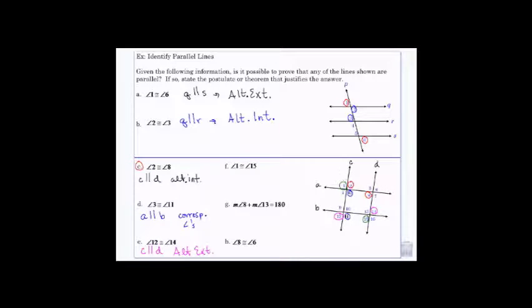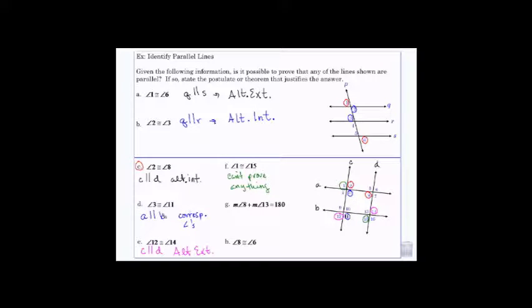Okay, now look at this, 1 and 15. Well, but no, it's not just that. Angle 1 touches A and C. Angle 15 touches B and D. So we can't prove anything. And for D, the corresponding is equals to 180, right?